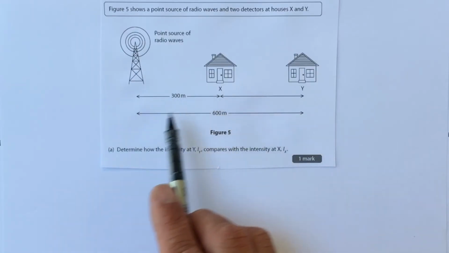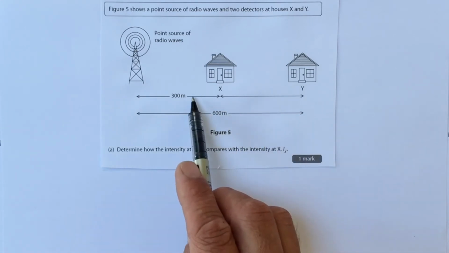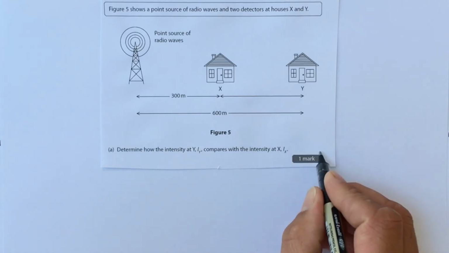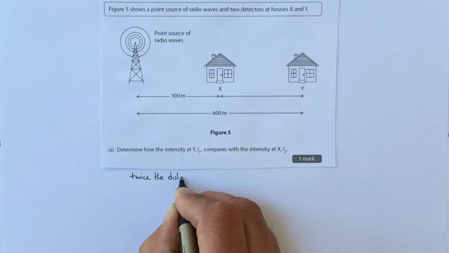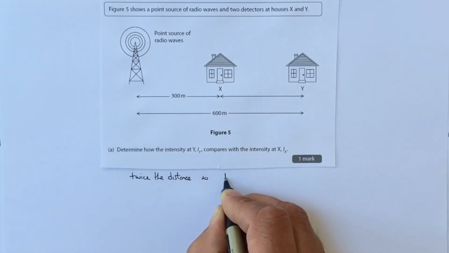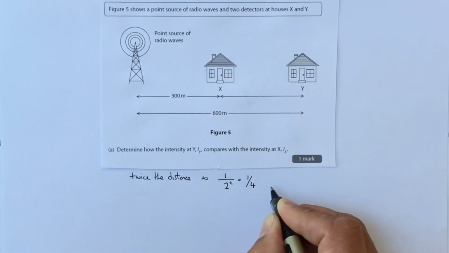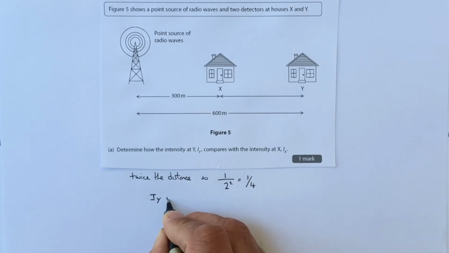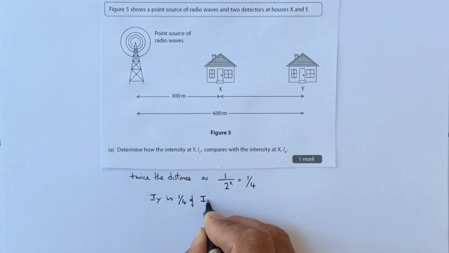So in this question, we're asked to compare the intensity at y compared with x. Notice that it's double the distance away, and it's only worth 1 mark, so it should be a quick calculation. Twice the distance away means the signal will be 1 over 2 squared, which is a quarter of the original value. Therefore, the intensity IY is equal to a quarter the intensity of IX.